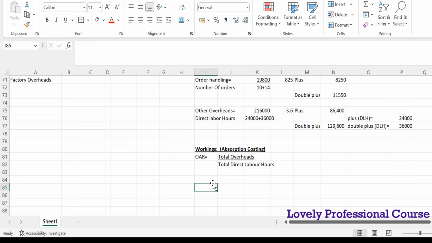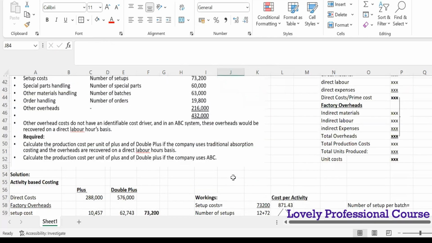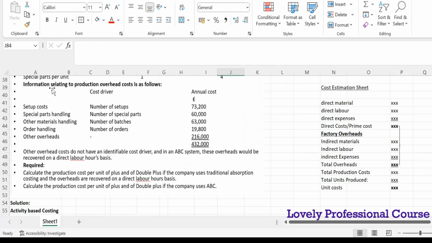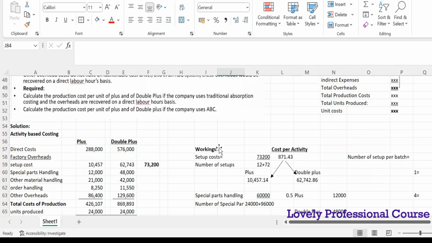So here, what is my overhead absorption rate? Okay, let's first see what was the total overheads. The total overhead from the question here, they say information relating to operation overhead cost is as follows. Setup, whatever. These are overheads incurred. So the total of them is 432,000. So you have to use this.